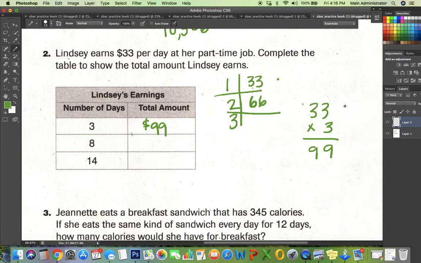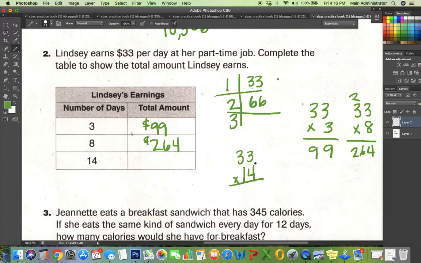And if I'm doing 8, I would do 33 times 8. 8 times 3 is 24. 8 times 3 is 24, plus 2 more is 26. So that would be $264. And if she worked for 14 days, getting $33 each day, I would have to multiply this.